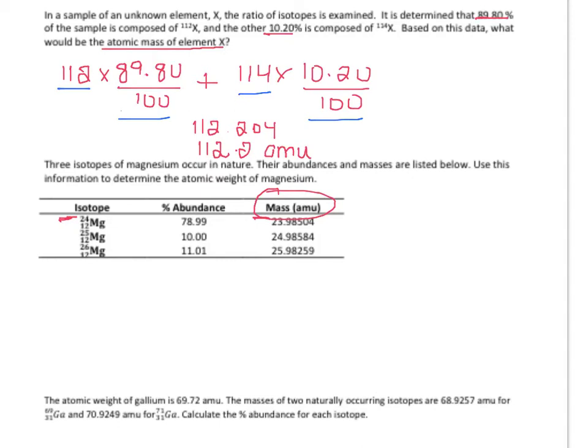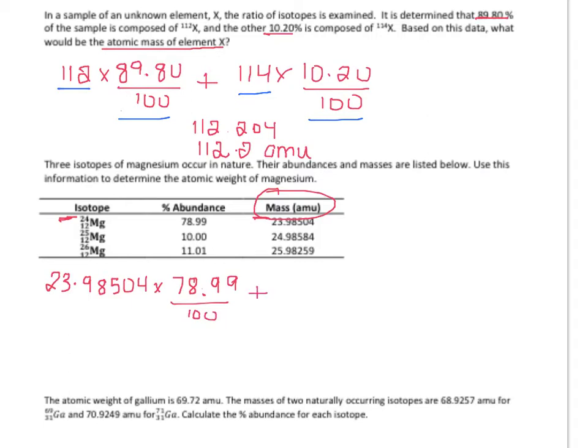All right. So let's go ahead and solve this problem. We do mass times percentage. This is going to be a long one. So we do mass 23.98504 times our percentage 78.99 divided by 100. Okay, that's for our first isotope.